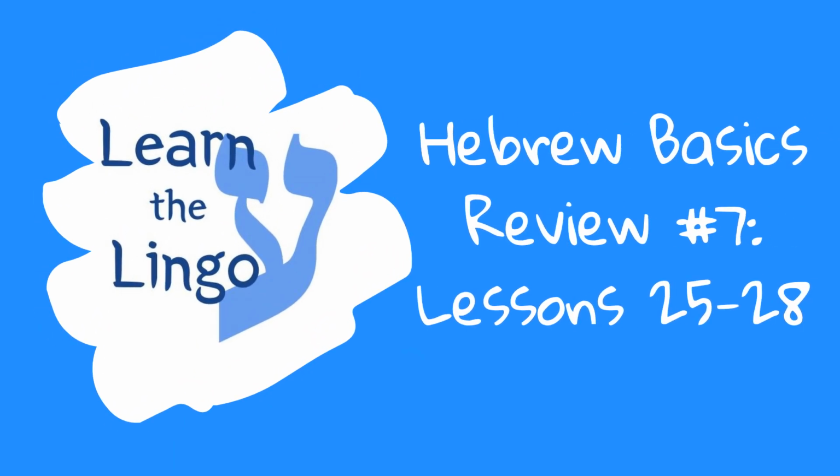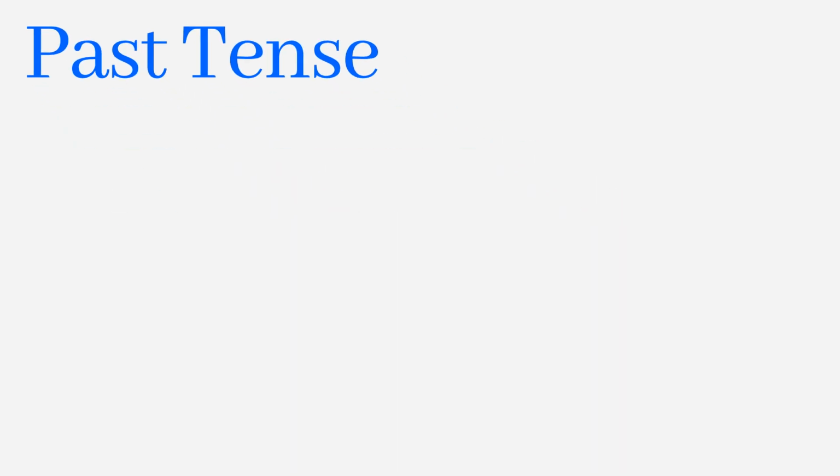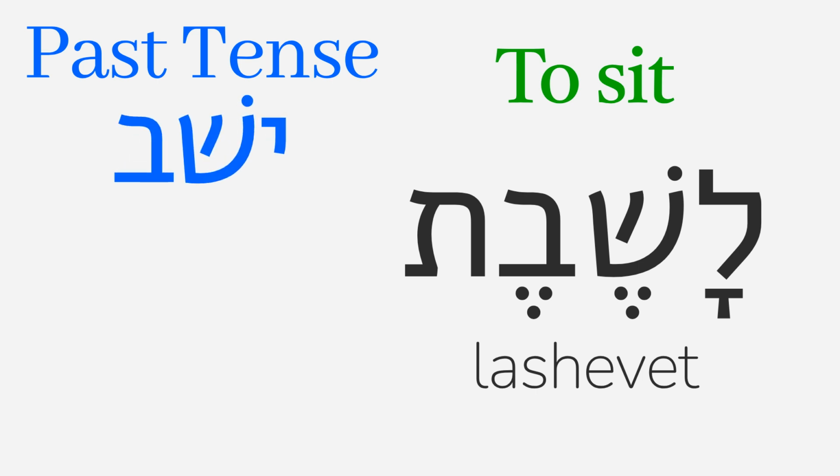Welcome back to Hebrew Basics, a series where we learn the essentials of Hebrew grammar. Today we are going to do a review of everything we've learned from lessons 25 to 28 in this series. During these 4 lessons, we've been learning the Hebrew past tense, which is used to describe actions that took place in the past. Let's see the past tense of the Hebrew verb lashevet, which means to sit, and which is from the root Yod, Shin, Beit.